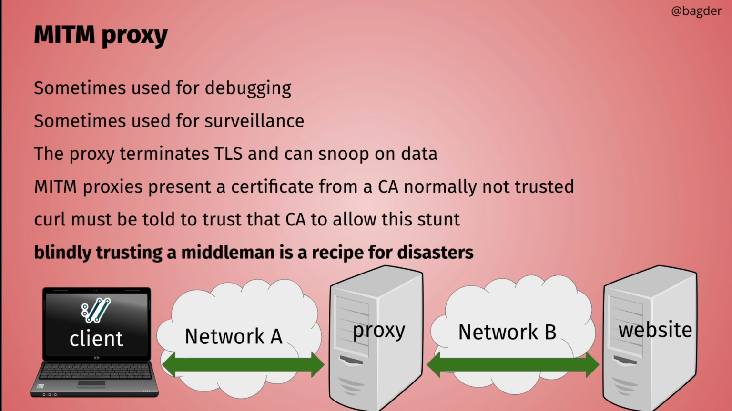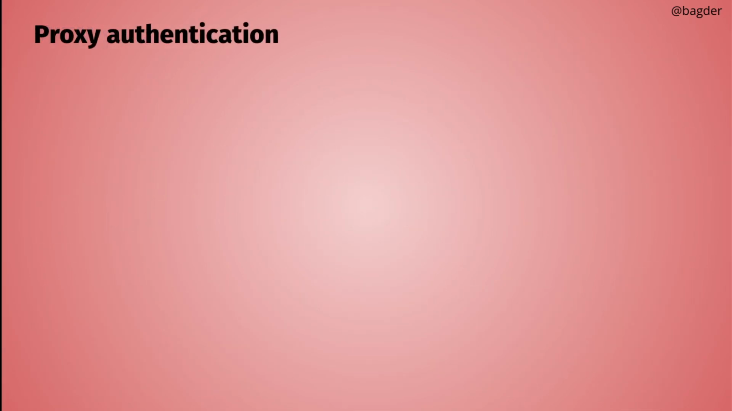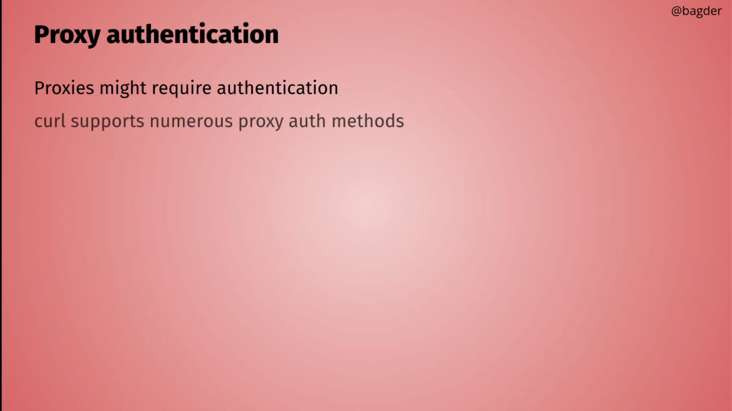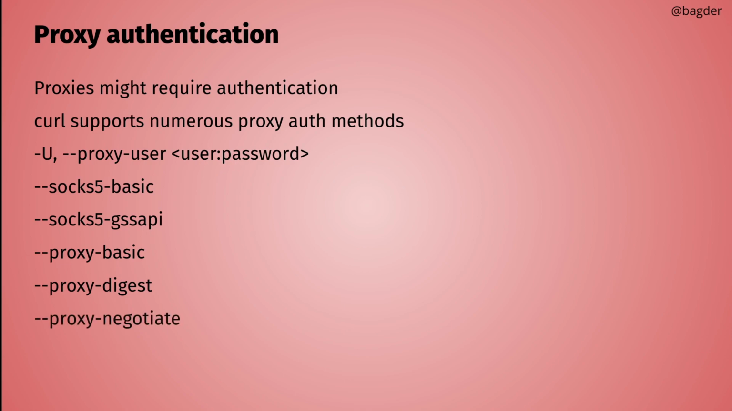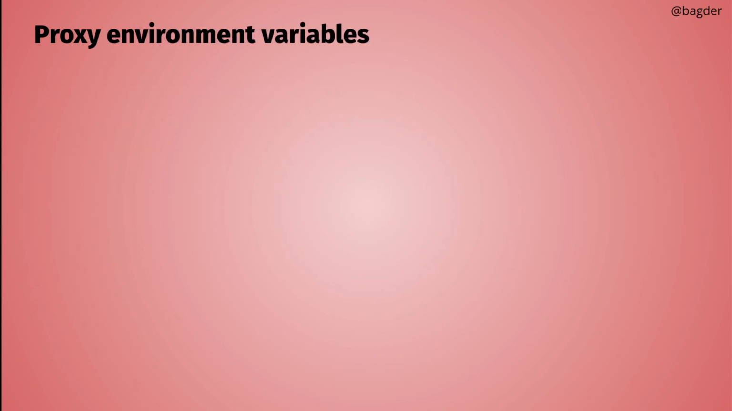But of course, blindly trusting a middleman like this, and middlemen in general, is not very nice. And of course, you can do authentication with proxies, which basically means that you have credentials, and there are different ways to authenticate with proxies, different methods, different algorithms, and so on. We have a lot of different options. Depending on which kind of algorithm your proxy uses, use the one that makes it go through.